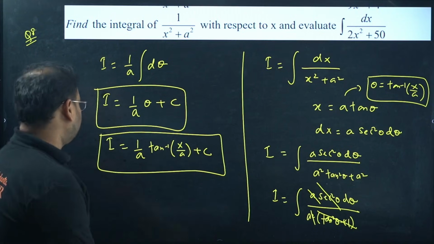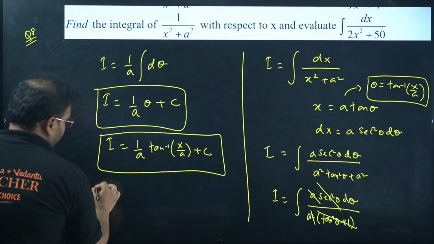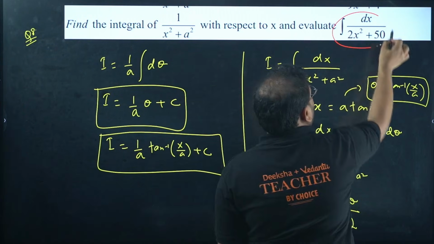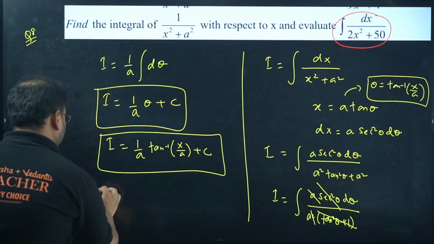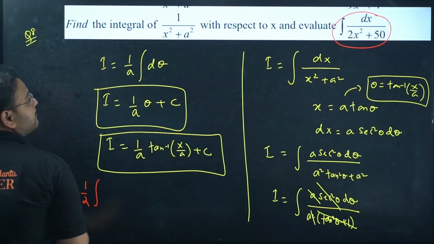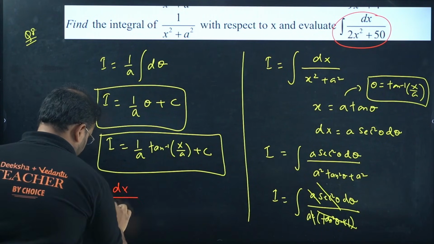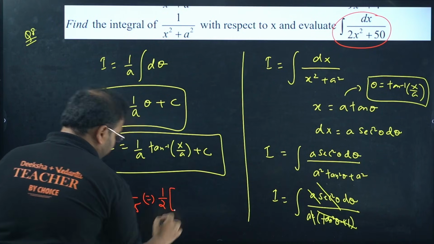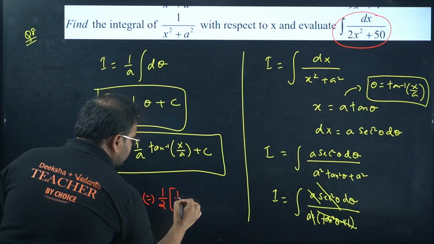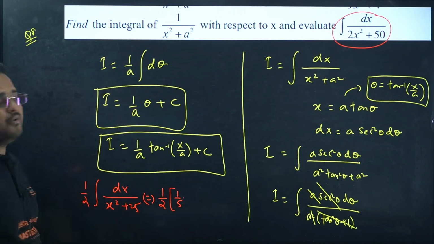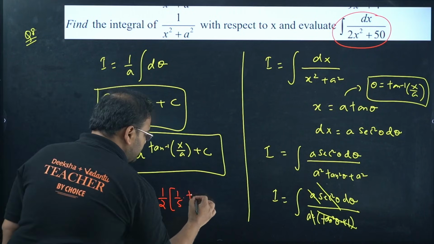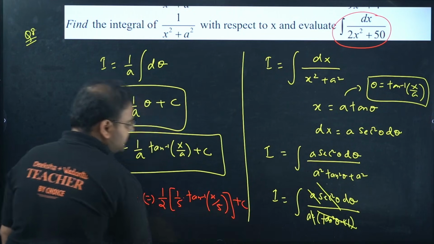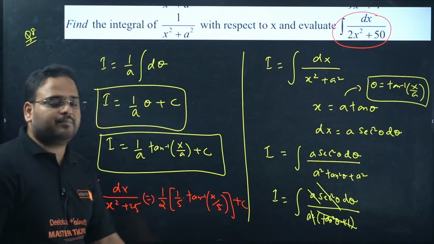In that question, is it difficult? Not really, right? Please check this one. Take 2 common and the question will solve. Integration, 1 by 2 is outside. Check here, x square plus 25. The answer becomes 1 by 2 is outside. 1 by a means a value is 5 over here. So 1 by 5, because 25 is there, no? So that is 5 square. And tan inverse of x by 5 plus the constant c. It will become 1 by 10 tan inverse of x by 5 plus c.